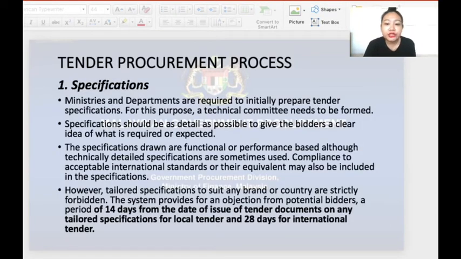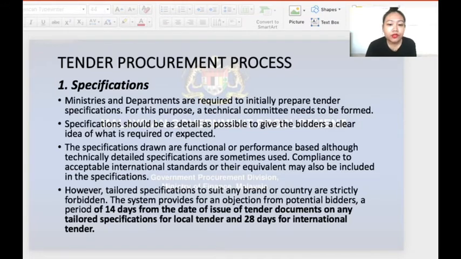The first process, specifications. Ministries and departments are required to initially prepare tender specifications. For this purpose, a technical committee needs to be formed. Specifications should be as detailed as possible to give the bidders a clear idea of what is required or expected. This is some kind of a proposal of the things that they want to do.